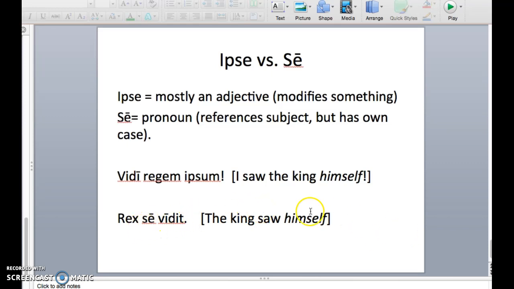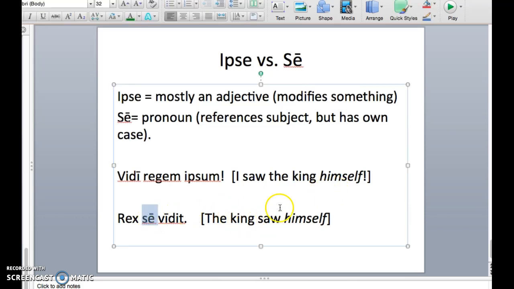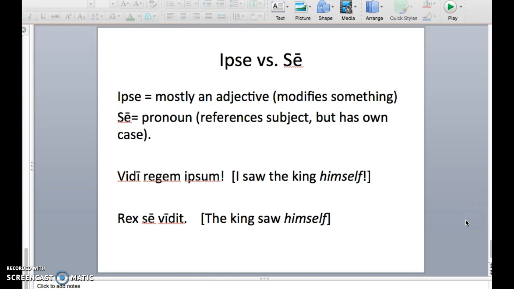Now if we take himself out, it's the king saw. And the sentence has been totally changed, right? What did he see? We're all asking. Quid vidit? But he saw se, because se is filling the role of accusative direct object. It's performing its own role in the sentence because se is a pronoun, not an adjective.